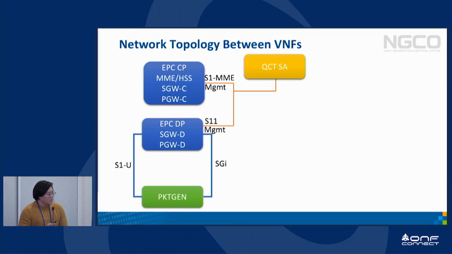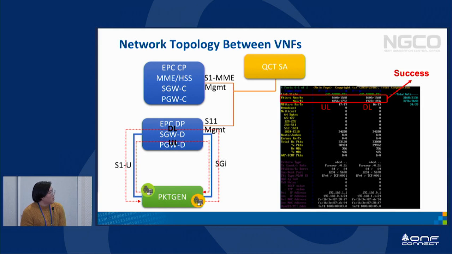Next, the step is to use the packet generator to generate the uplink and downlink traffic to pass through the EPC services. Here is a screenshot captured on the packet generator VNF, and as you can see, the result shows the traffic of uplink and downlink successfully passed through the EPC service. So this proves that the status of integration in this environment is fine.